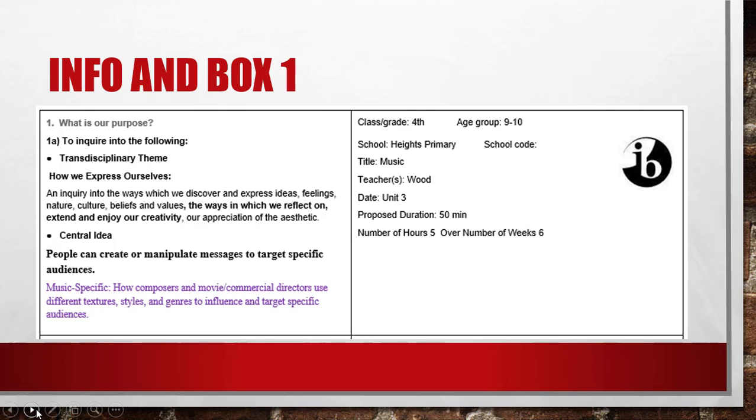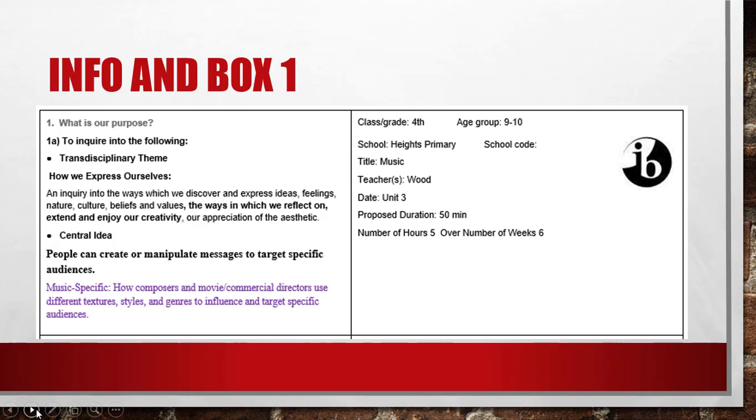Now we're going to go over to box 1. Box 1 is the main box. So box 1 is about what is the purpose. So that's where you have your transdisciplinary theme and your central idea. The transdisciplinary themes, there are 6 of them, and each grade level will hit each one every year. It's just their focus will change.